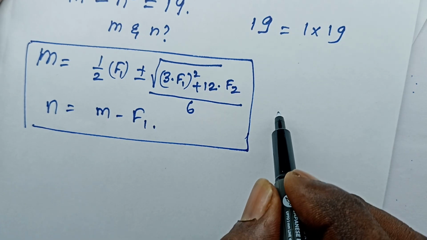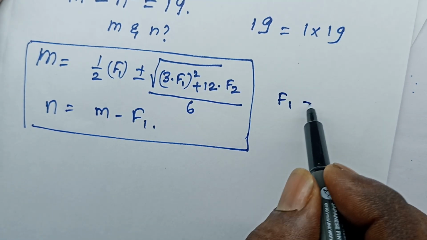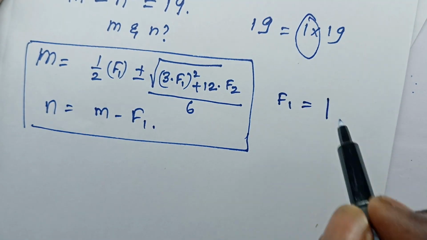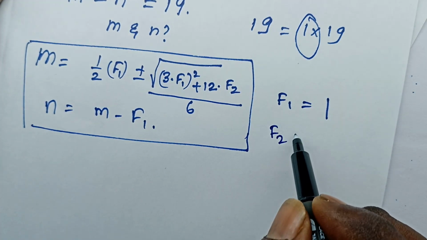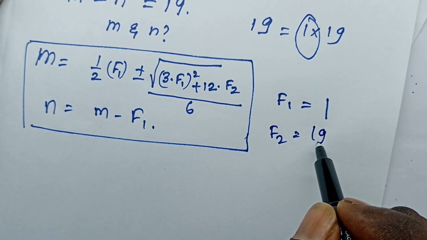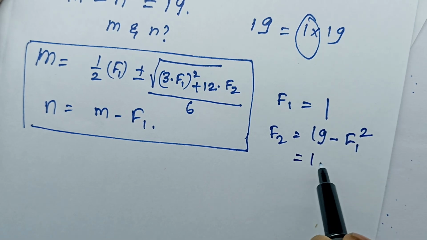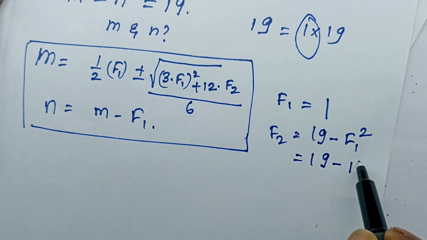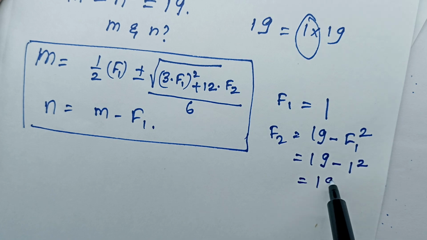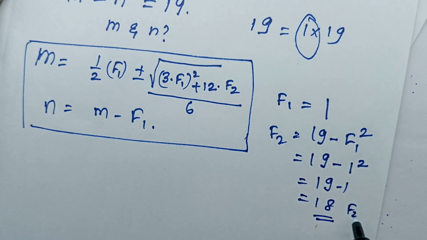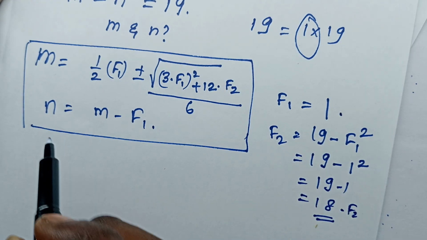Here f1 equal to 1 and f2 equal to 19 minus f1 squared, equal to 19 minus 1 squared, equal to 19 minus 1, 18. This is f2, this is f1.